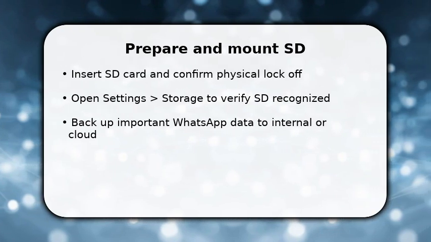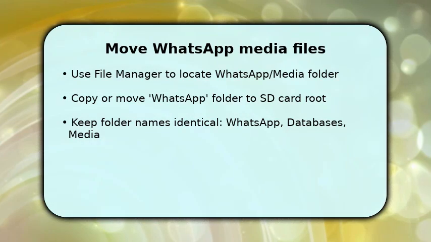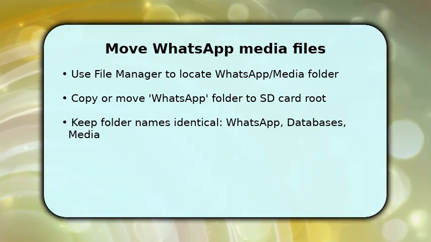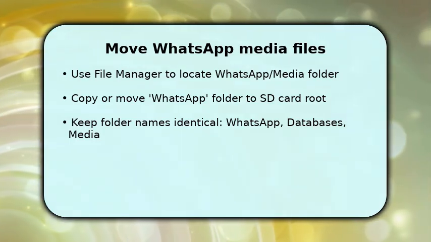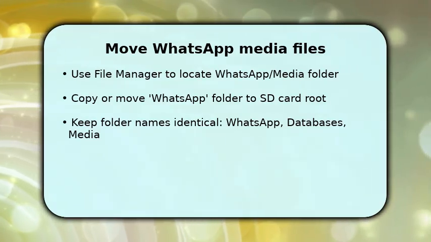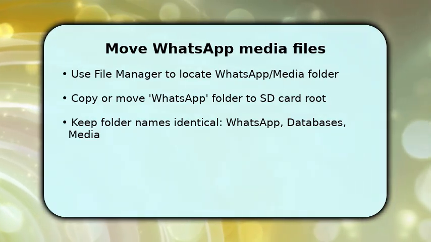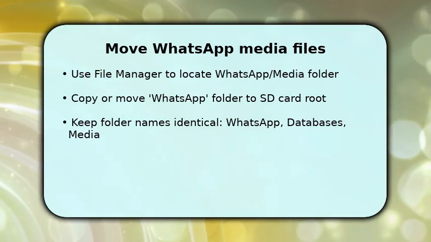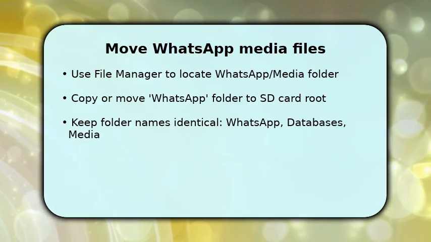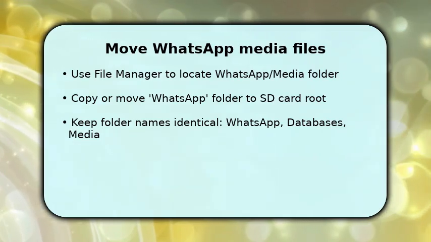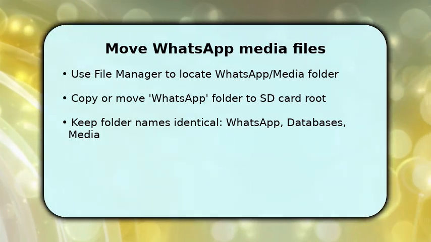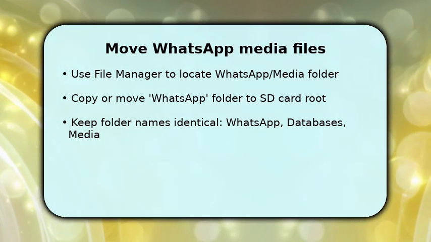Now you move existing WhatsApp media to the SD card. Open the built-in file manager, navigate to internal storage/WhatsApp, and select the WhatsApp, databases, and media folders. Choose Move or Copy, then paste them into the SD card route. Make sure folder names remain exactly the same so WhatsApp recognizes them. After copying, check folder permissions and available space on the SD card. This ensures WhatsApp can read and write new files without errors.